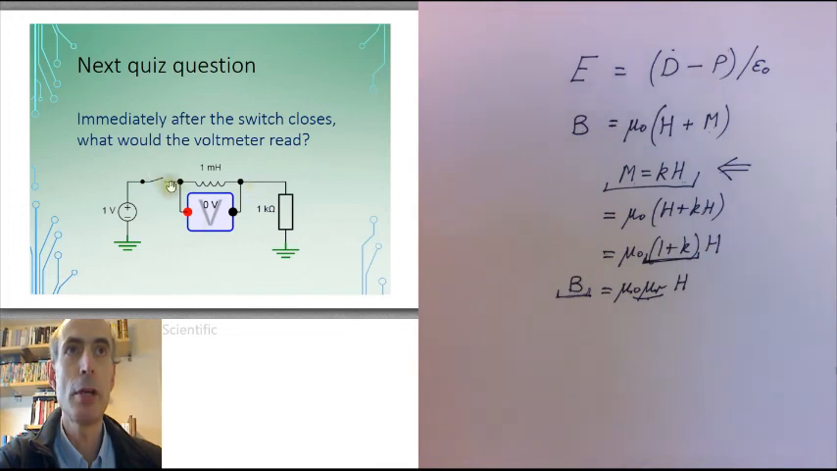But this point here would be at 1 volt, because we've just closed the switch and attached it to this voltage source. So we have 1 volt here, 0 volts here. The voltage across the inductor would be 1 volt. The voltage across the inductor has suddenly changed from 0 to 1 volt, but the current through the inductor hasn't. It's still 0.